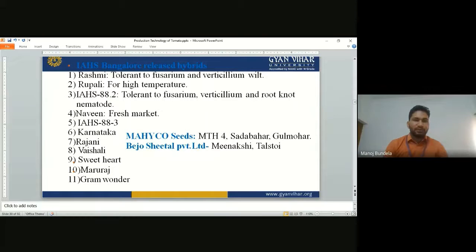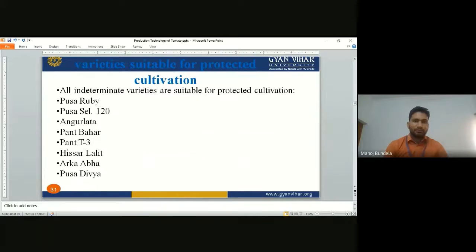Naveen, this is a fresh market variety. It is mainly grown for the fresh market. IIHR 88.3. It is Karnataka, Rajni, Vaishali, Sweetheart, Marurals, Crown Wonder. Mycoseeds MTH4, Sadabahar, Gulmohur, Bezos Private Limited, Meenakshi and Talsotar. So these are the varieties released from IIHR Bangalore.